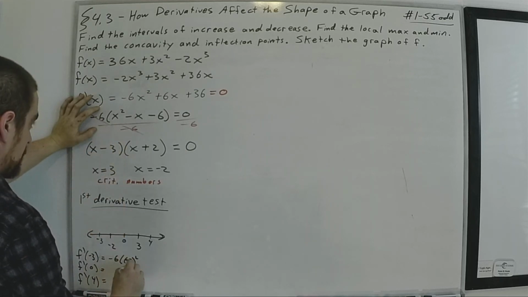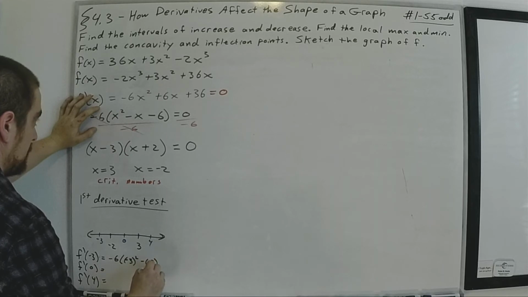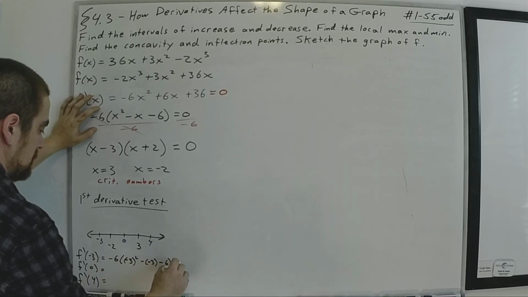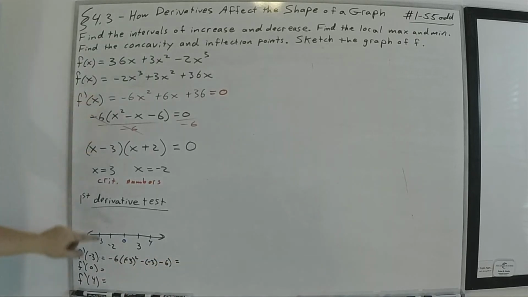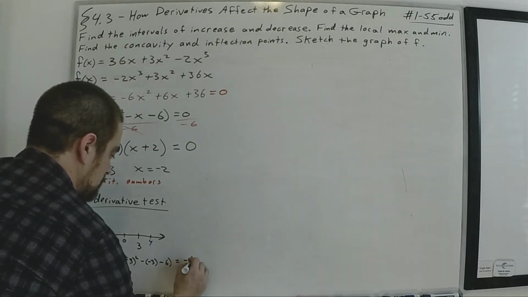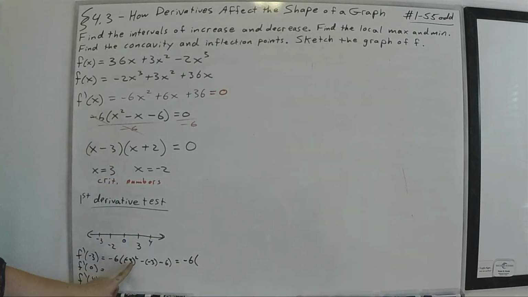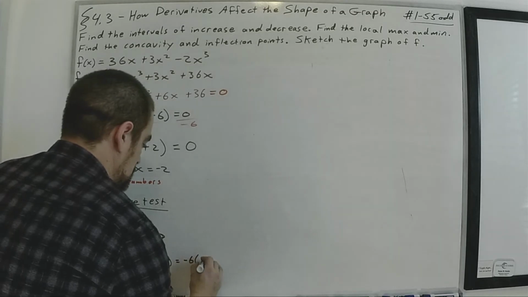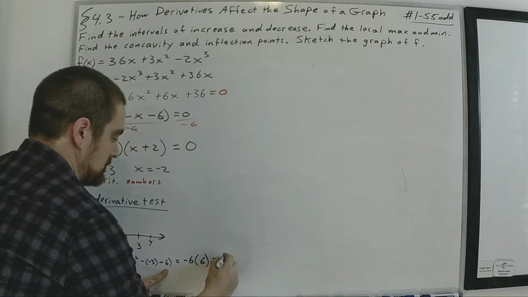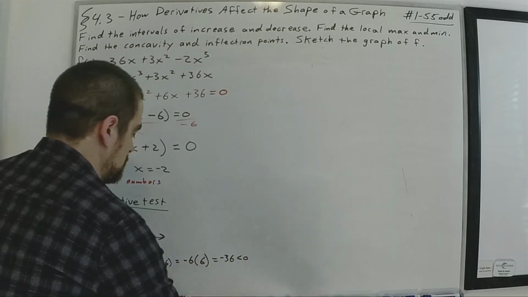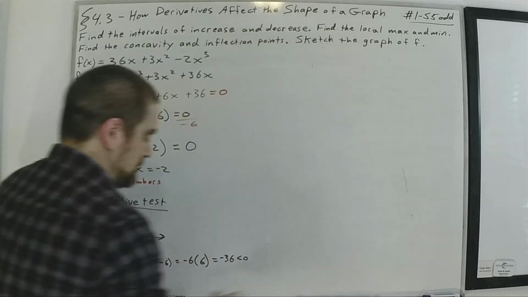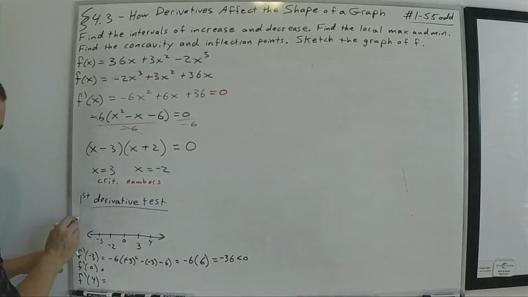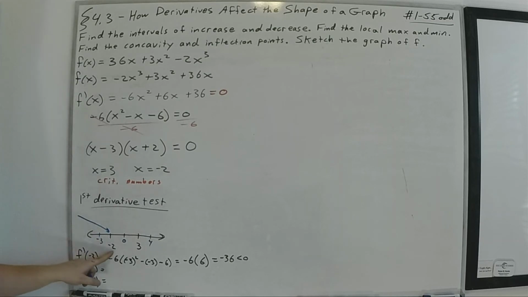Negative 3 gets squared, minus negative 3, minus 6. Again, I'm only concerned about the sign. So I have a negative 6 being multiplied by, this is 9, plus 3 is 12, minus 6 is 6. So negative 6 times 6 is negative 36. Again, I really just care that it's negative so that I can say I'm going to decrease until I hit that first critical number, negative 2.